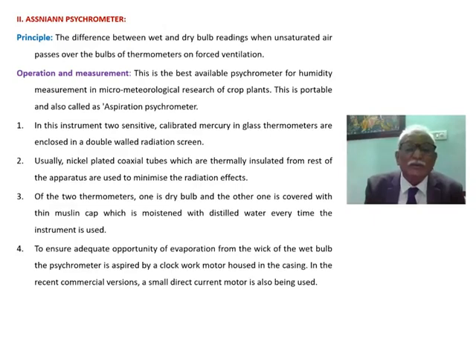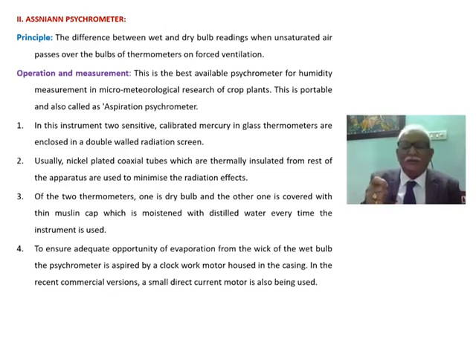In this instrument, two sensitive calibrated mercury glass thermometers are enclosed in a double walled radiation screen. The thermometers are covered with double walled screens, with forced ventilation. Usually nickel plated coaxial tubes, which are thermally insulated from the rest of the apparatus, are used to minimize the radiation effects on the two thermometers. One is the dry bulb and the other one is covered with a thin muslin cloth, which is moistened with distilled water every time the instrument is used.